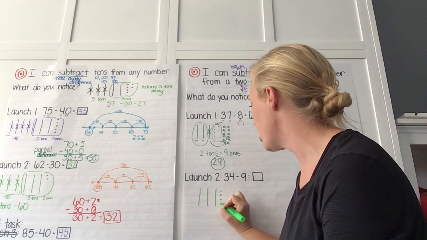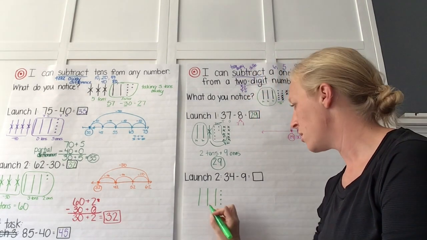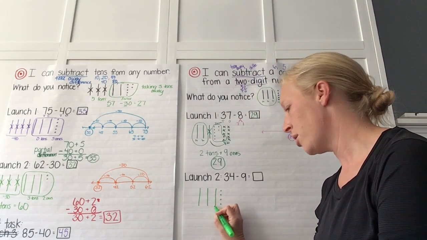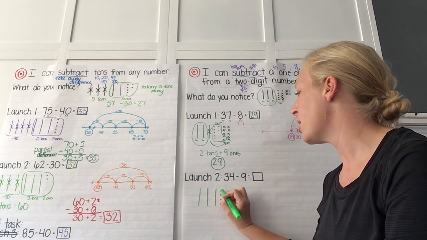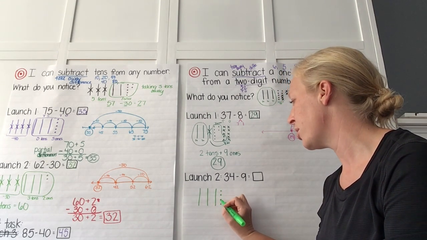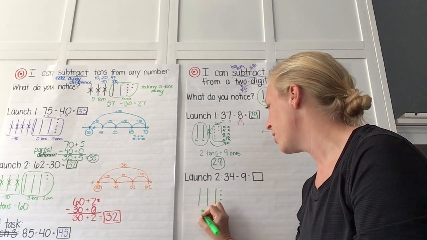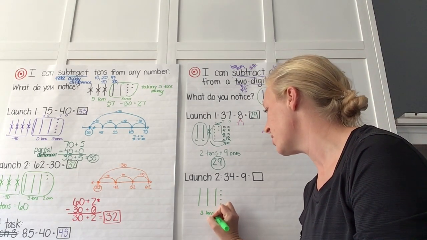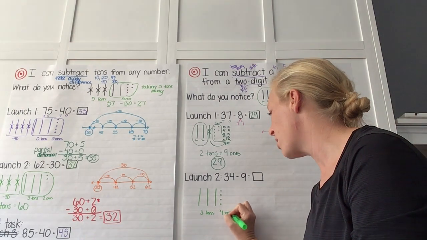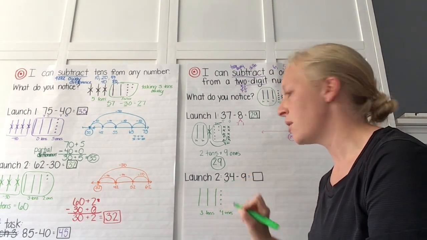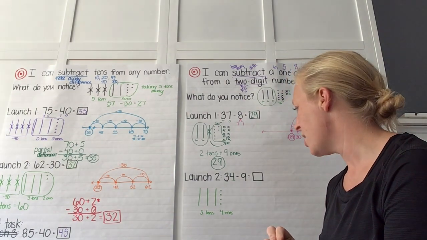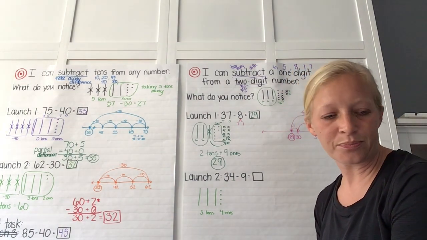And how do we know that this shows 34? 10, 20, 30. Help me count this. 10, 20, 30, 31, 32, 33, 34. 3 10s, 4 1s. 3 10s, 4 1s. Okay? And what are we doing next?